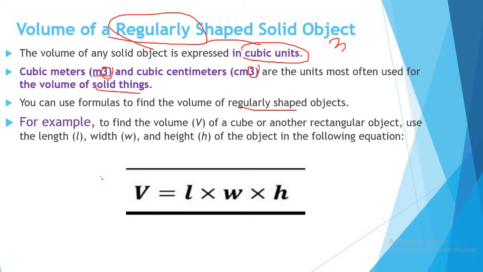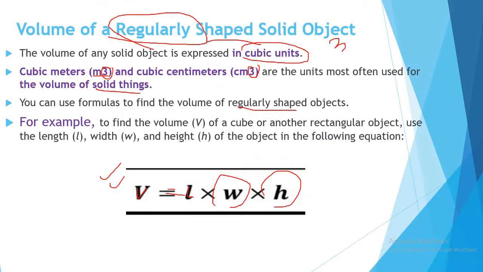We use this formula, this equation. Volume of a regular shape equals length times width times height. To find the volume of a cube or another rectangular object, regular shape, either cube or rectangle, use the length, width and height of the object in the following equation.